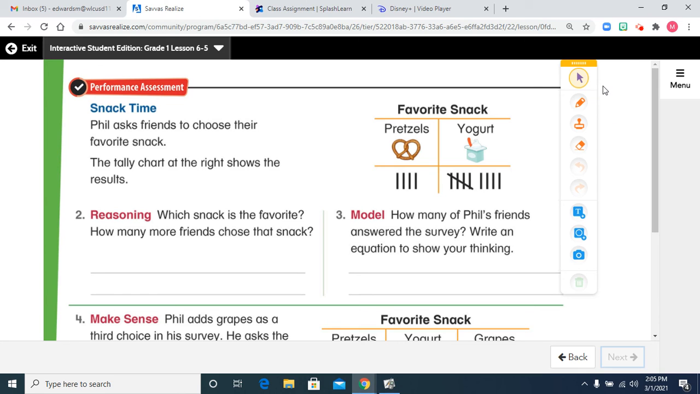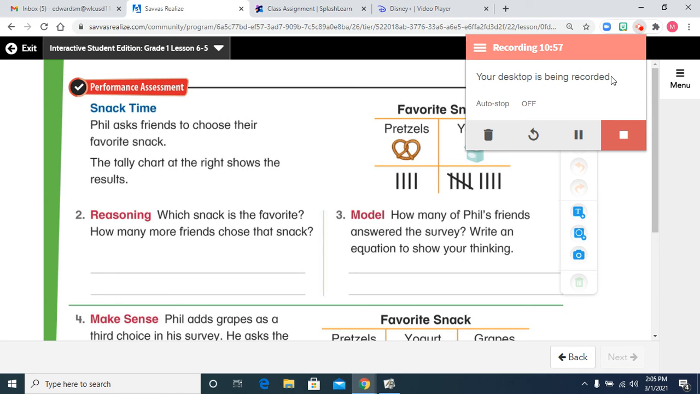It'll be good practice. When you are done with your workbook pages, please do the quick check on the Savas website. Please don't get behind on those. It is hard to catch up.